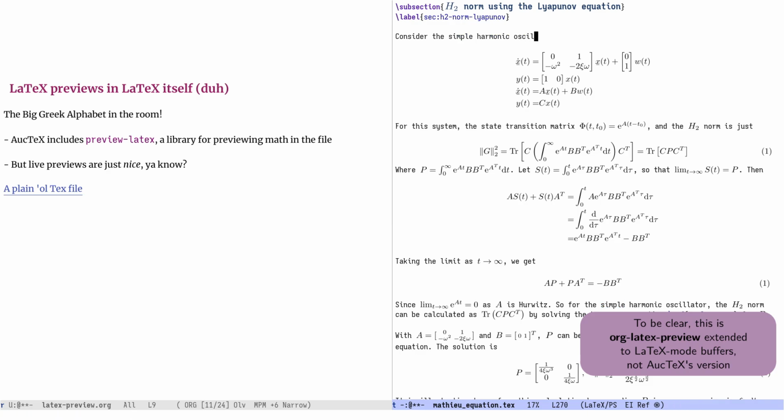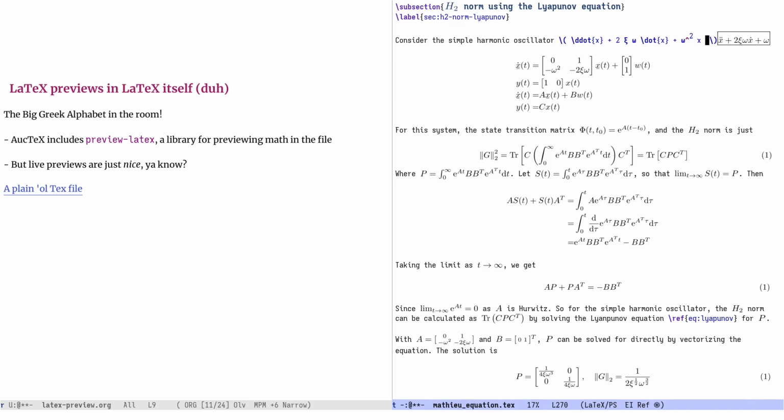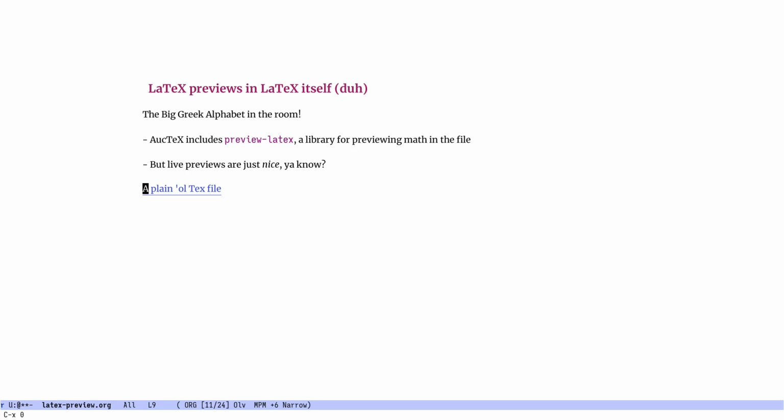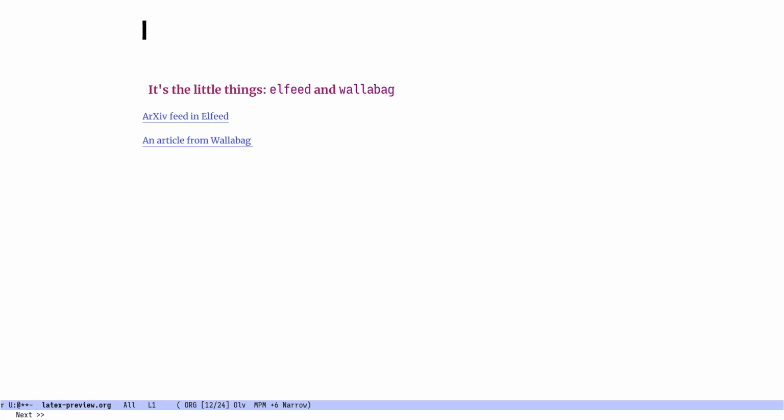On the other hand, it doesn't provide live previews, and live previews are just kind of nice, you know. They're a guiding light if you find yourself in the middle of a messy 20-line math environment, which happens to me suspiciously often now that I think about it. But moving on. Semi-universal LaTeX preview capability turns out to be useful in unexpected places.